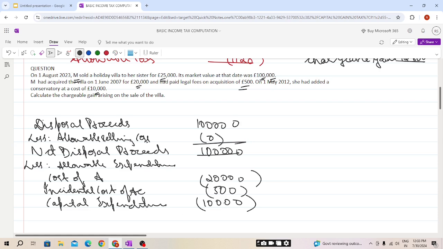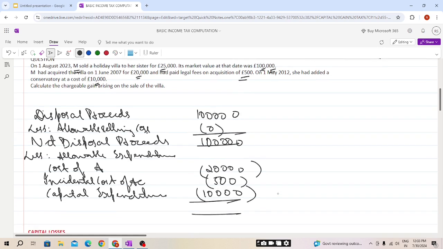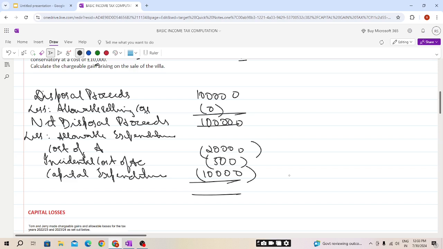So we will arrive at an answer. This will be, students, 100,000 pounds less 20,000 pounds less 500 pounds less 10,000 pounds. So it will be 69,500. This will be the chargeable gain, students. I hope this is clear.